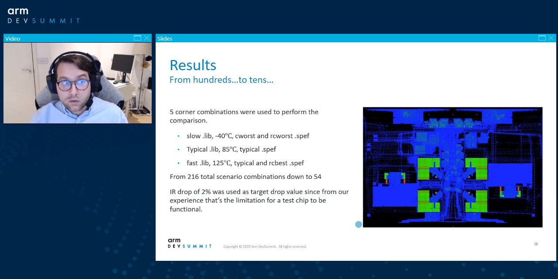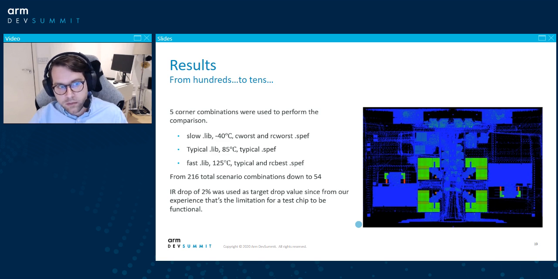So what was the outcome of combining the heat map collateral with the image recognition algorithm? It cut down the number of critical corners to analyze from 216 to 54. So the IR drop target we used was 2%.